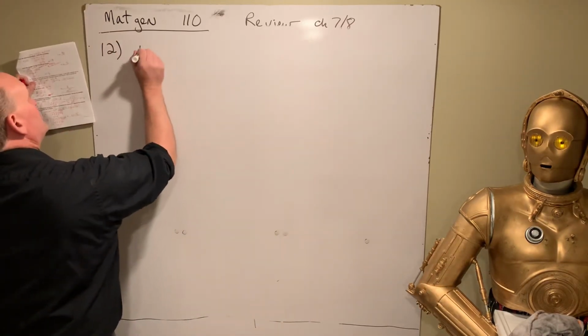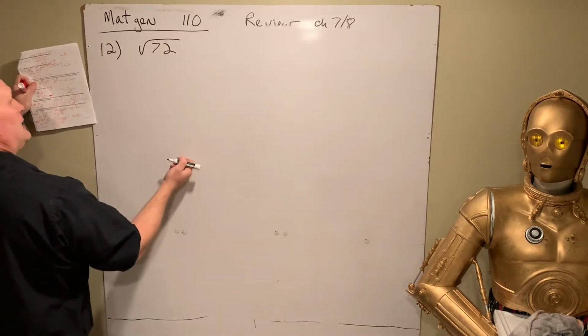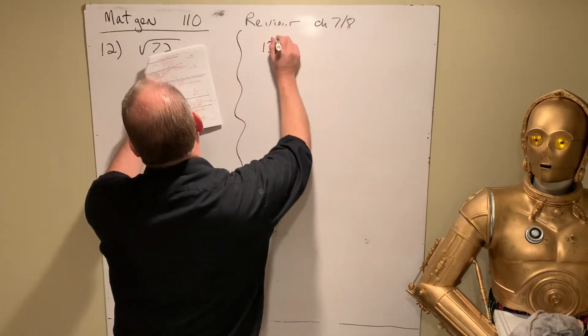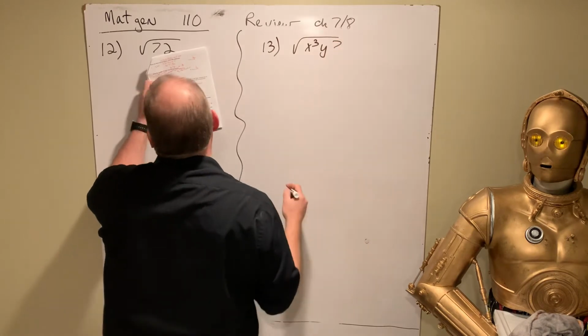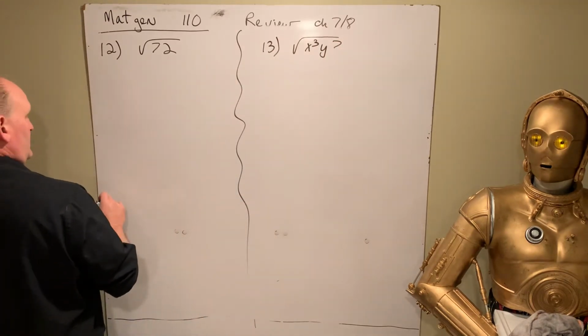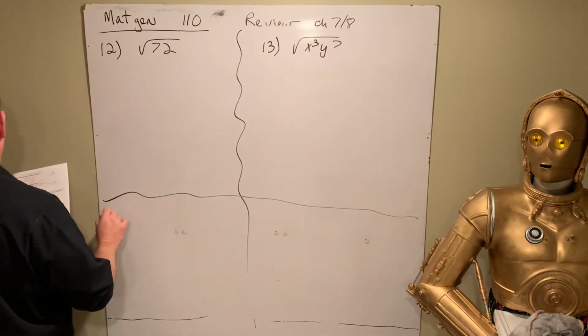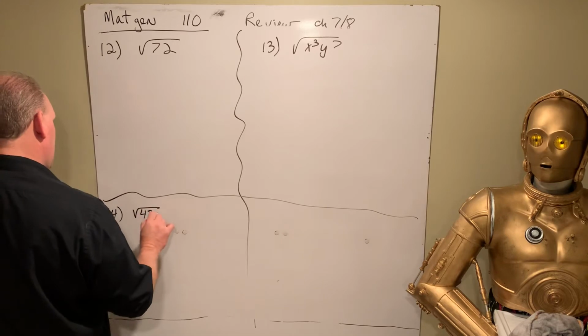Number 12 is the square root of 72. And 13 is the square root of x cubed y to the 7th. And 14 is the square root of 48x to the 5th.